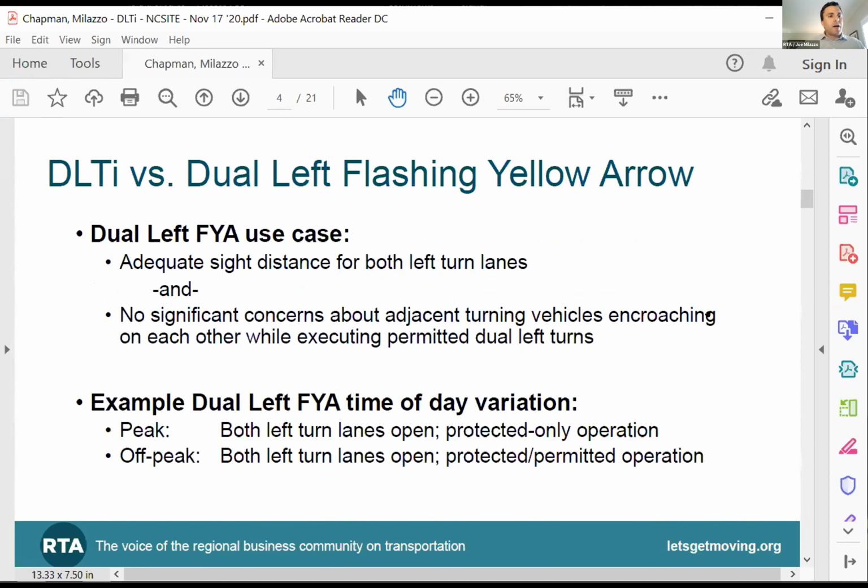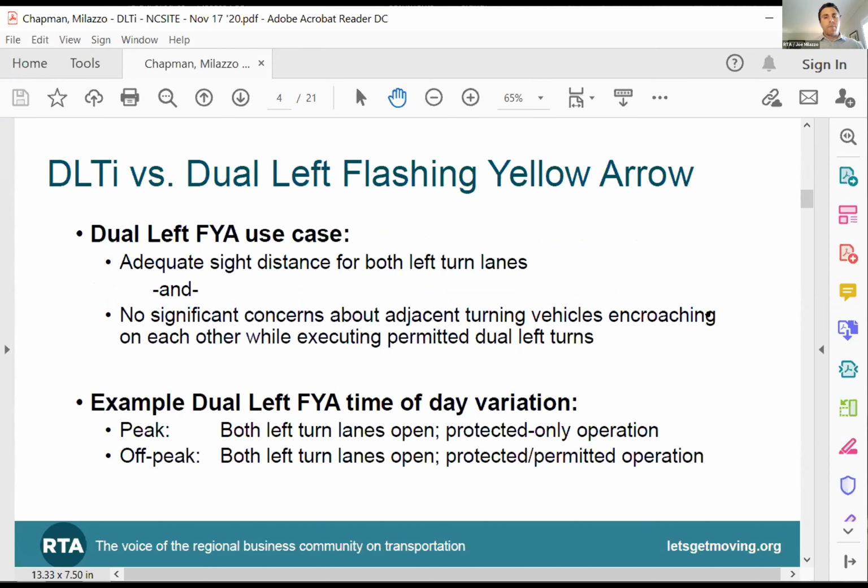So here we go. Dual left flashing yellow arrow. What is the use case for that? Well, you'd have adequate sight distance for both left turn lanes. You need to have that if you're going to flash the yellow arrow and allow both left turn lanes to execute their turn during that phase. You also should have no significant concerns about adjacent turning vehicles encroaching on each other while executing the permitted left turn or the dual left turn there.